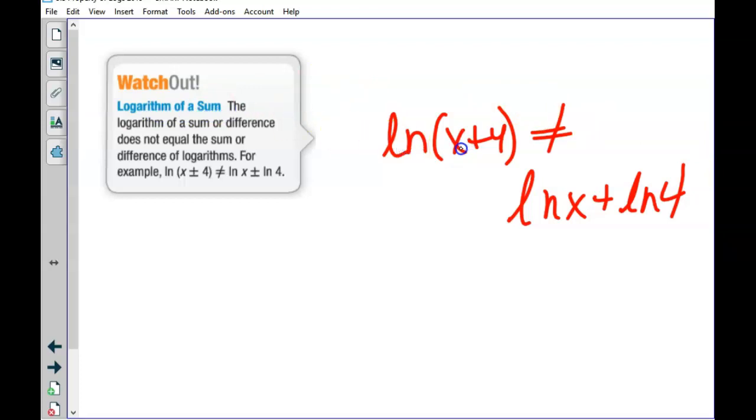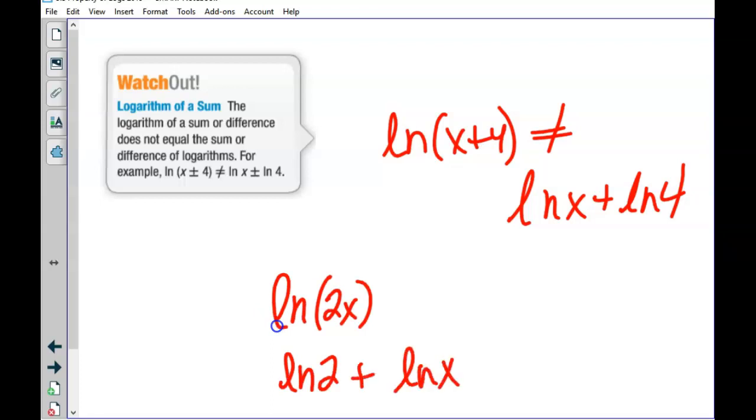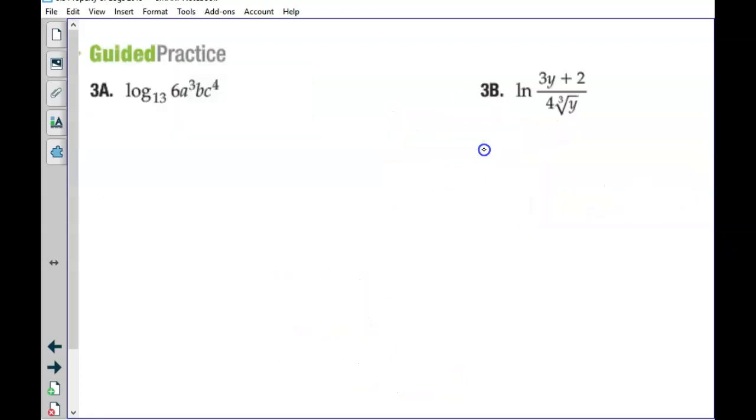When you have the log of a quantity, you cannot separate the quantity. When you have the log of a sum or difference, you can't separate it into 2 separate logs, okay? Just like it's glued together when we want to cancel stuff, it's glued together here. Now, if that quantity was 2x, then we could separate it, okay? But if it's glued together with a plus or minus, you can't mess with it.